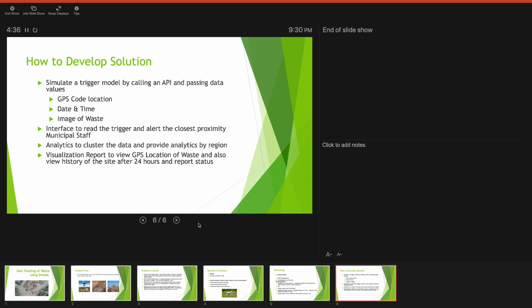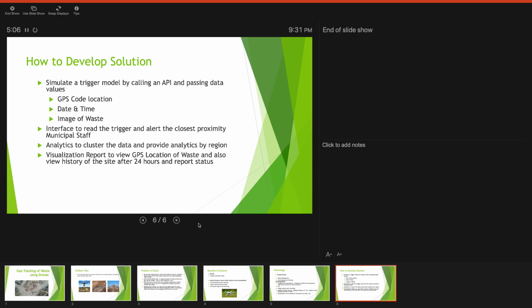Since the drone technology would not be available for everyone, we're asking folks to build a simulator which could be triggered by calling an API and passing the GPS location, with image processing and mapping to capture images which have high waste and which have low waste. You could use AI/ML for it as well, in terms of identifying what would trigger a high waste area and a low waste area.